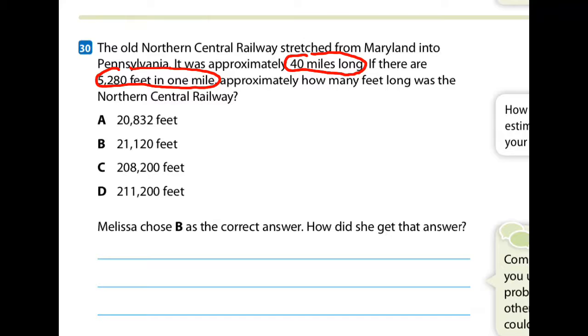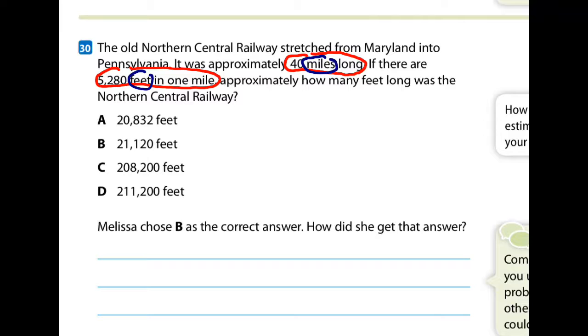So think about it. Let me ask you this. Can you add miles with feet and get all feet? No. So this is a case of multiplication. And I know that because each mile has 5,280 feet. So the miles are groups of 5,280.